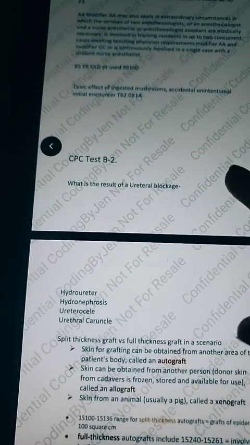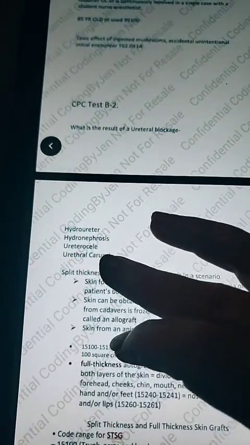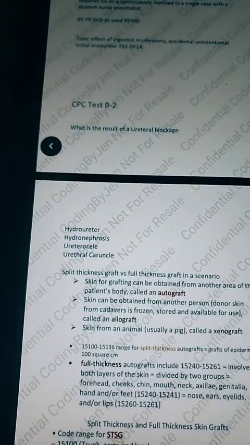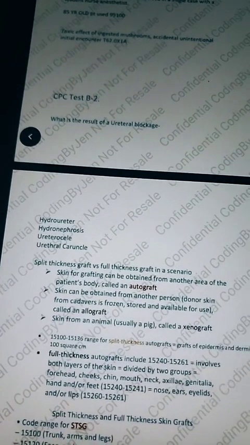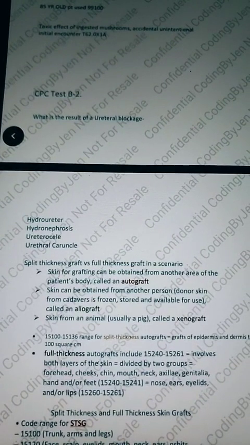If you get it, they had a lot of urethra blockages, things like that were on their exam. Be sure you understand how to code the stents, blockages. They can cause any one of these diseases that are usually acute. They can go away, but they can be pretty deadly pretty quickly. They also had the issues of split thickness grafts and full thickness grafts.